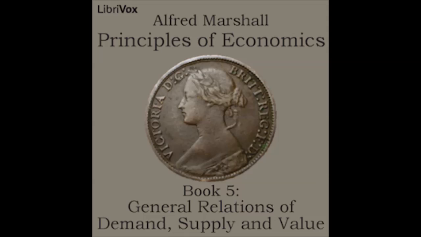Principles of Economics, Book 5 by Alfred Marshall. Chapter 11. Marginal costs in relation to urban values.